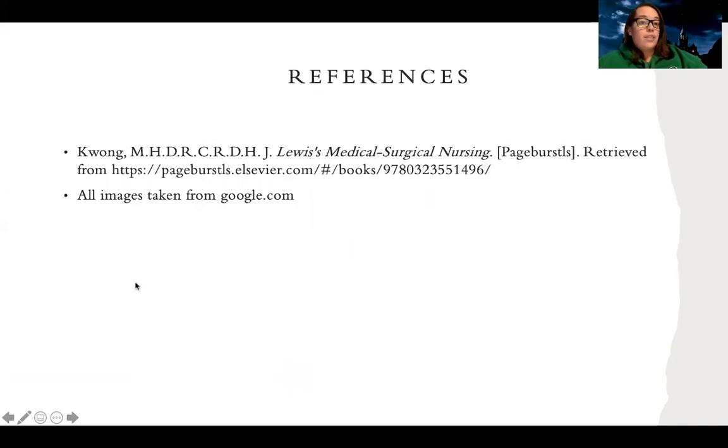DIC is a very serious disease process that can lead to very serious consequences. It's hard to reverse once that process is started, but people can survive this if we can get to that original cause and treat that problem.